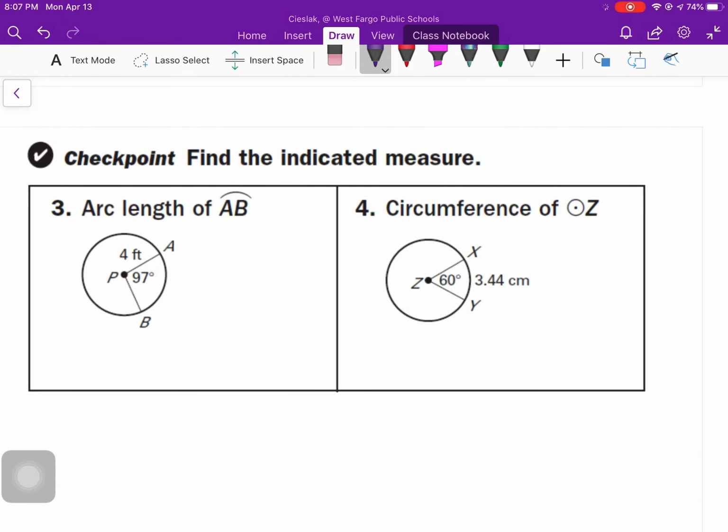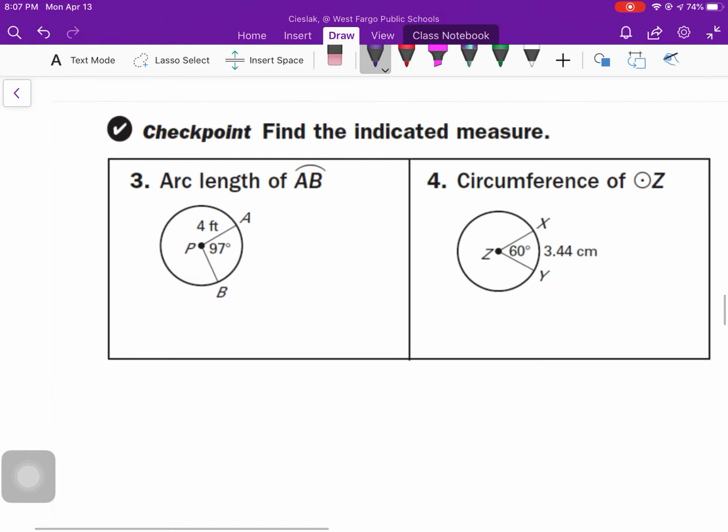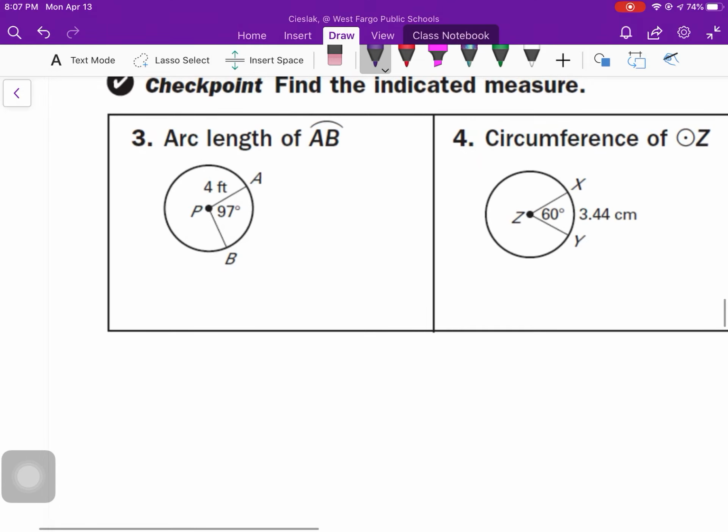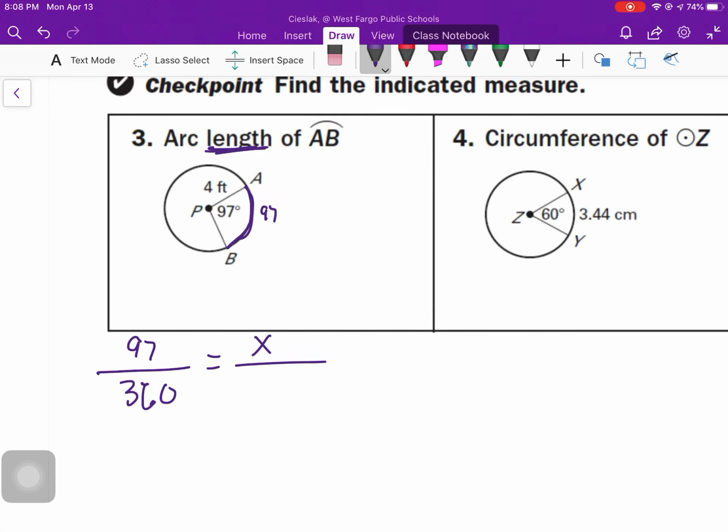If you guys would like, try these two on your own, pause this, and then come back and check your answers with what I do here. So for the first one, we're going to go part to whole. I'm finding the arc length. Okay, arc length. So I'm going to think part is 97 degrees. That's this measure right here because it's the same as that central angle, over 360, is equal to the part that I'm trying to find over the whole. So the whole is going to be the circumference, equal to 2 pi times my radius of 4. So this is 8 pi.